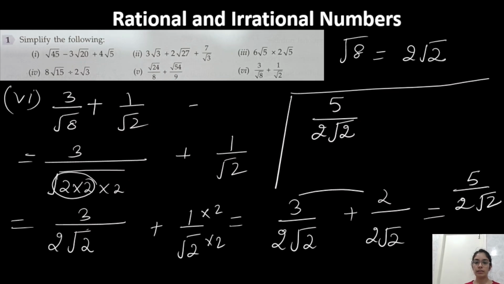So with this we have completed simple operations of rational and irrational numbers. So we have learned here, we have got idea how to add, how to subtract, multiply or divide rational and irrational numbers, right?